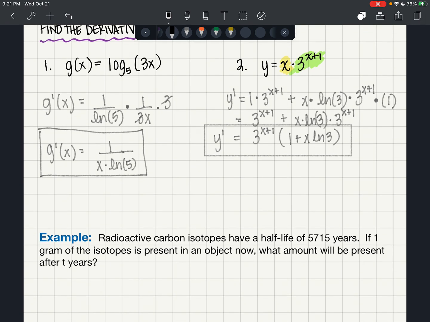Okay, here's a couple for you to try. Try finding the derivative of y equals 1/4 raised to the x power, and try y equals 10 raised to the x squared.